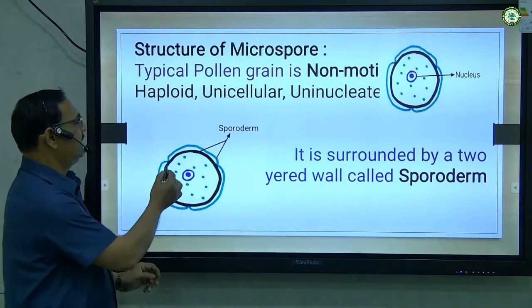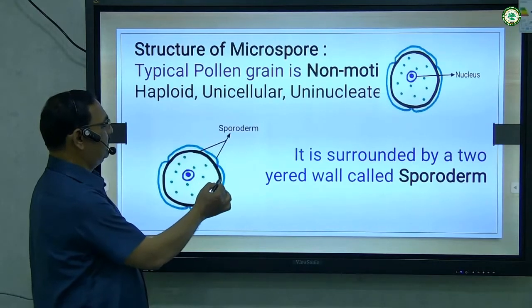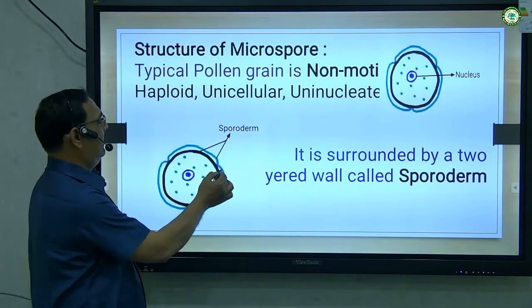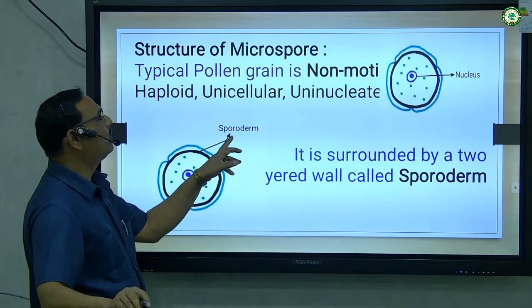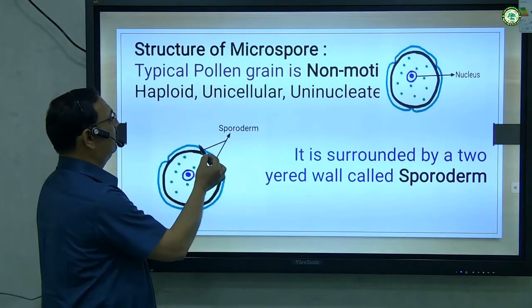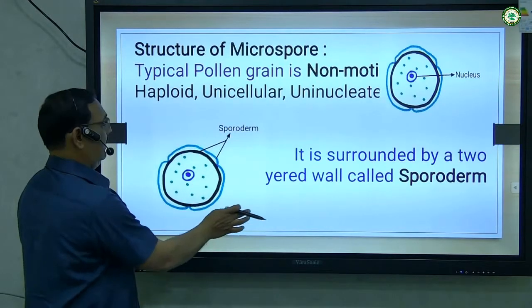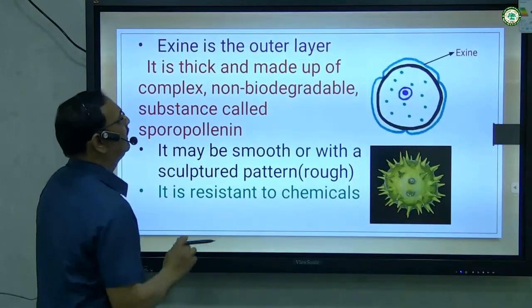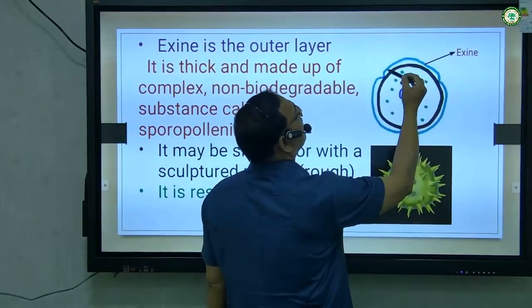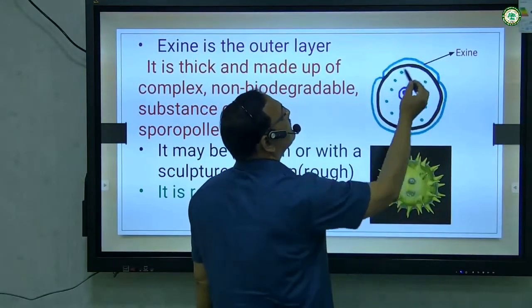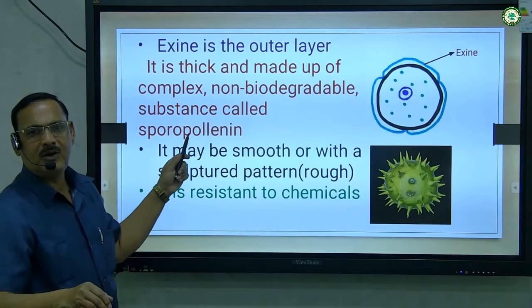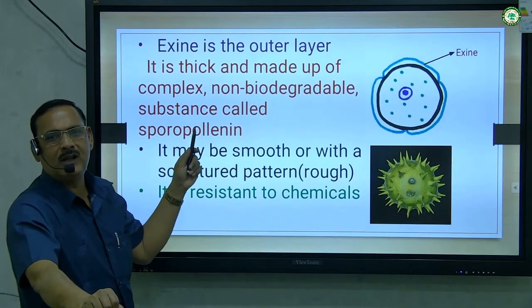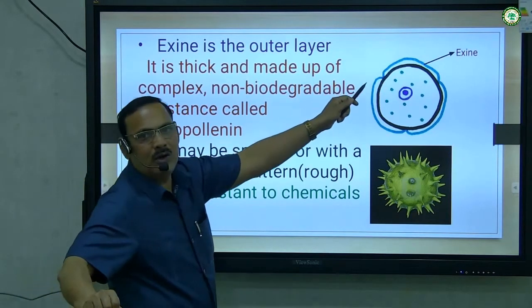Now see the structure of the pollen grain. This pollen grain is surrounded by a thick wall, called the sporoderm. The sporoderm is covered by two layers. The outer layer is called the exine, which is comparatively thick, and it is made up of a complex non-biodegradable substance called sporopollenin.